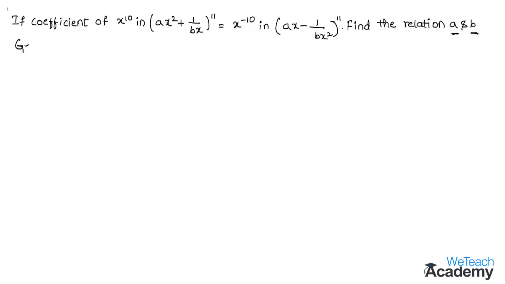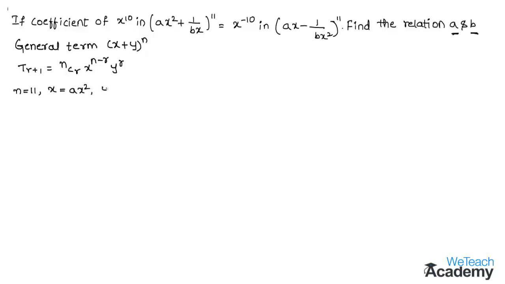So we already know that the general term in the expansion of (x plus y) whole power n is given by t(r+1) is equal to nCr x power n minus r y power r. So by comparing the given binomial term with (x plus y) whole power n, we get the values for n as 11, x as ax square and y as 1 by bx. So by substituting, we get 11Cr into (ax square) whole power 11 minus r into (1 by bx) whole power r.